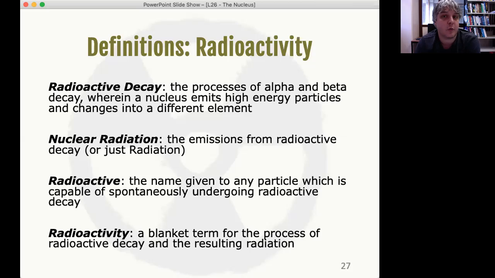If a neutron turns into a proton, you've now got one more proton than you had before. That's a different element. If a nucleus emits an alpha particle, you've now got two fewer protons than you had before. That's a different element. So the element will always change.